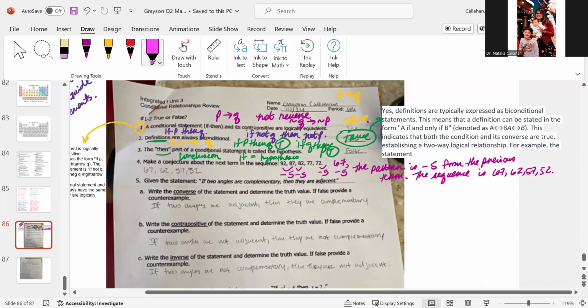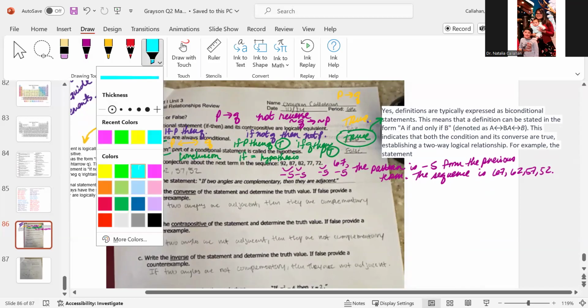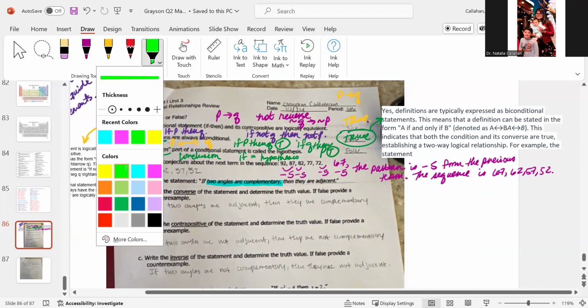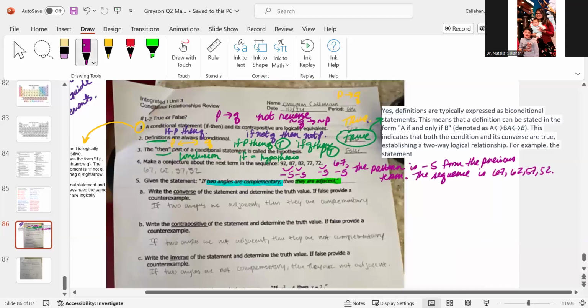Okay, next one. First thing you want to do, you want to make sure you find the P and the Q, right? What is your P? My P is if two angles are complementary. Good. What's your Q? Then they are adjacent. Good. So the converse, remember, is if Q then P, right? So if two angles are adjacent, they're complementary. Good job.